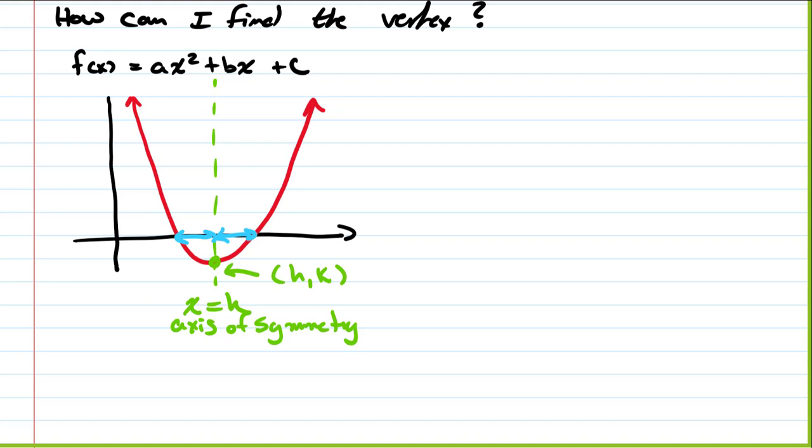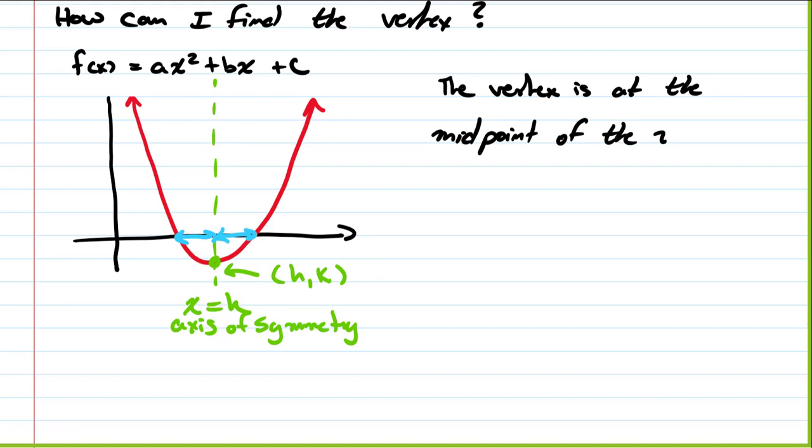Well, then that means the vertex is at the midpoint of the x-intercepts. Well, how could we find the x-intercepts of ax squared plus bx plus c? Well, we don't know what a, b, and c are, right? Oh, we already solved this problem. In fact, we solved it for every a, b, and c. It was called the quadratic formula.